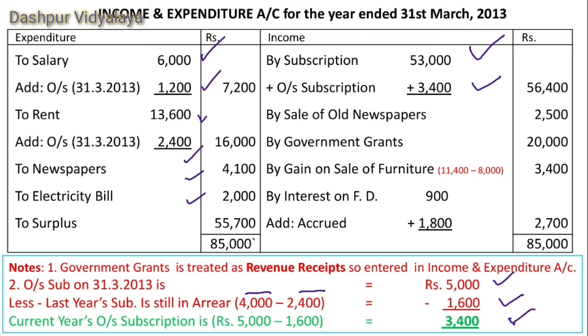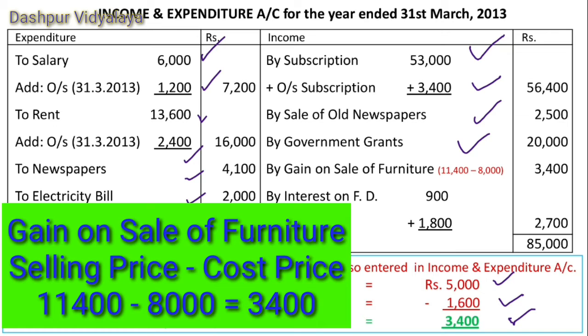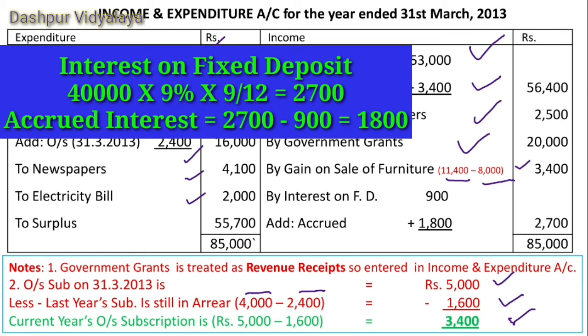Now sale of newspaper we are given 2,500. Government grants, there is no specific purpose given behind the government grants, so it can be considered as a revenue item. Now we are given here the gain on sale of furniture. We are given the cost and the selling price of furniture. So the difference will be calculated and the gain on sale of furniture will be recorded in the credit side here, 3,400.